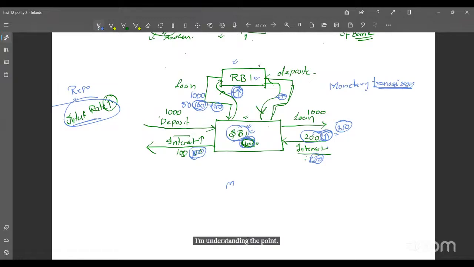If you have any doubts, you can get it clarified. So understanding how the RBI controls the commercial banks, why the commercial banks are changing their rate of interest.